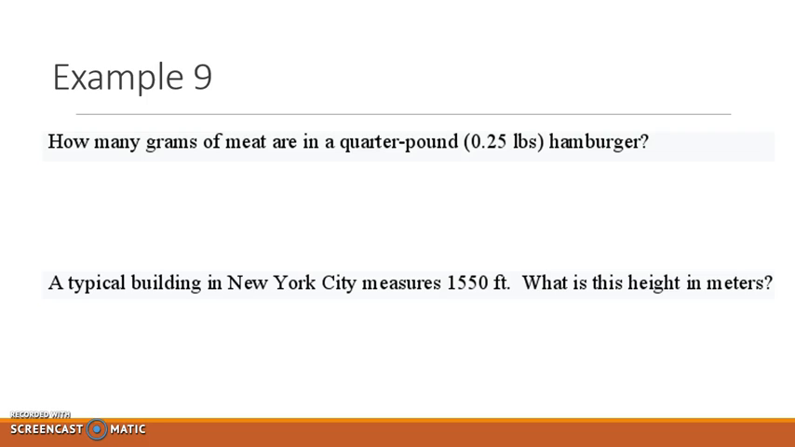Alright, let's go ahead and look at the first problem on this screen. Question says, how many grams of meat are in a quarter pound or 0.25 pound hamburger? So this is just a straightforward conversion.